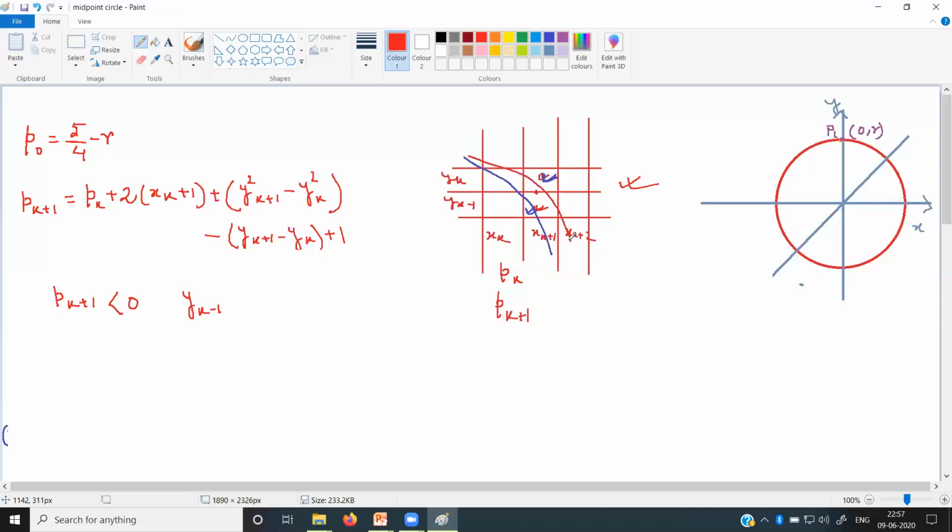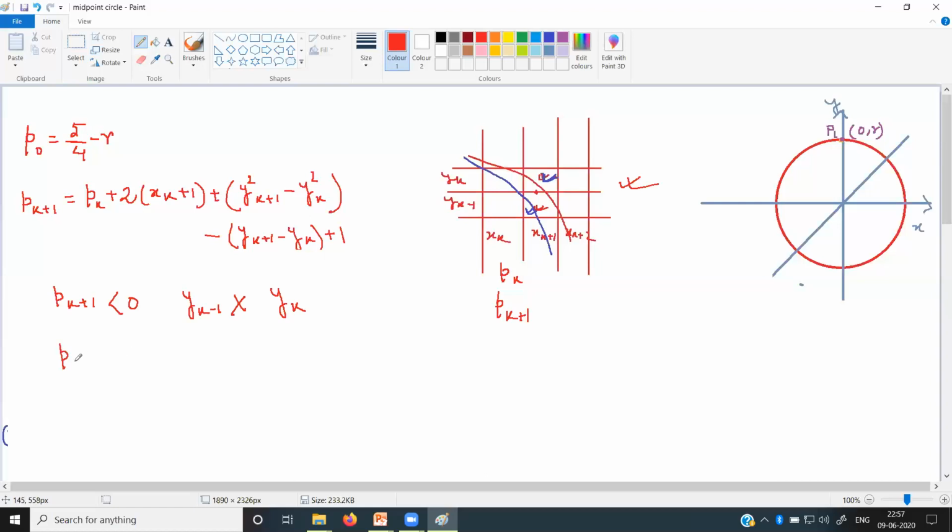But what is our objective? Our objective is to find a pixel which is on the circle. So if I consider y of k minus 1, then we are choosing a point which is inside the circle. So in that case, what do we have to do? Instead of choosing y of k minus 1, for p of k plus 1 less than 0, we have to consider the y value as yk.